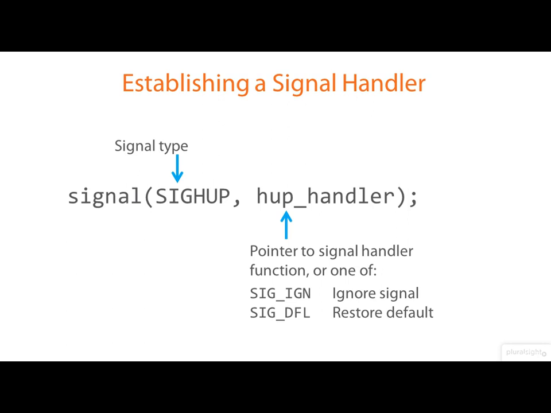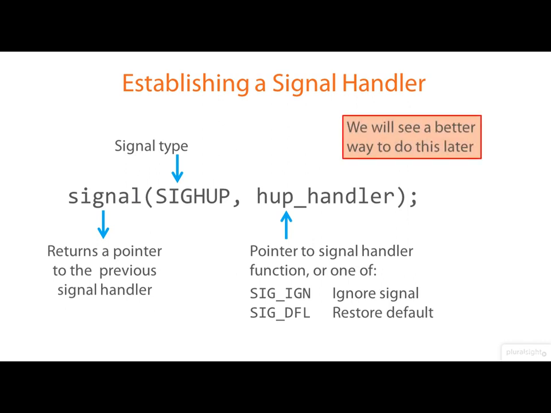There are two special values, SIG_IGN, which means we want to ignore the signal, which is very common, and SIG_DFL, which we use to restore the default handling of the signal. The return value from signal is a pointer to the previous handler in case you need to restore it later. Now there are a few problems with this call and a better alternative, as we'll see later, but it will do for now.